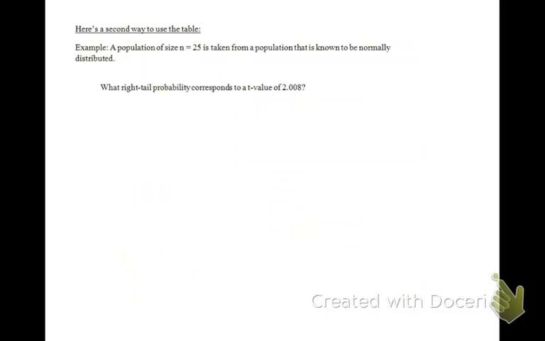Now here's the second way that you can use the table. Let's say that we have a sample of size n equal 25, which, remember, knowing that n is 25 means your degree of freedom, n minus 1, is 24. So we have this sample of size 25 taken from a population that's known to be normally distributed. The first thing I want to know is what right-tail probability corresponds to a t-value of 2.008.